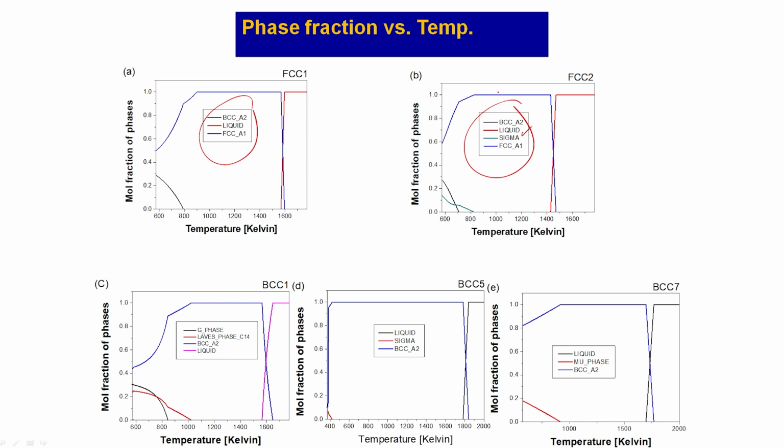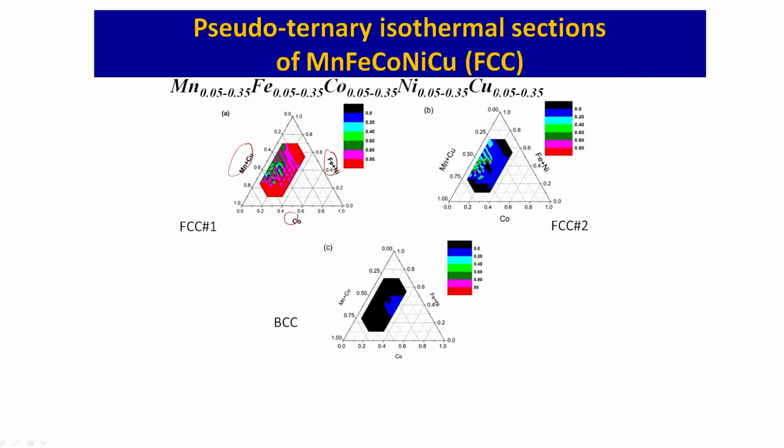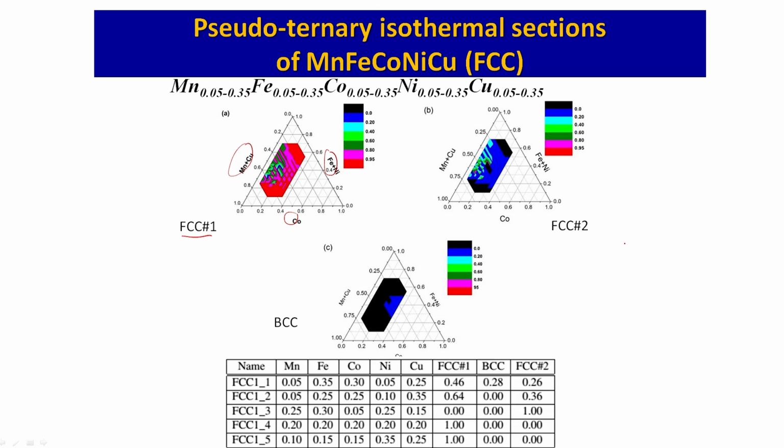One can even do calculations for whole phase diagrams, like for this system FCC1 which I showed you, or this one with manganese, iron, cobalt and nickel. We can vary composition from 0.05 to 0.35, that is 5 to 35 mole fractions, and we can plot at 1000 Kelvin. We can plot this kind of diagram and show the relative stability of the phases very easily.